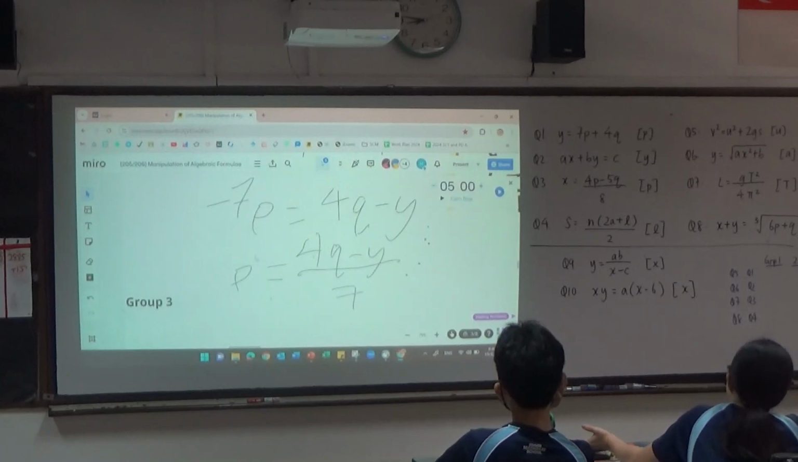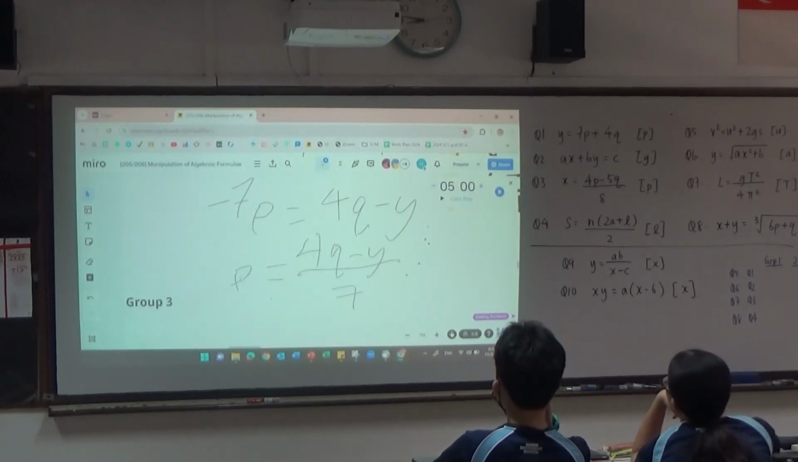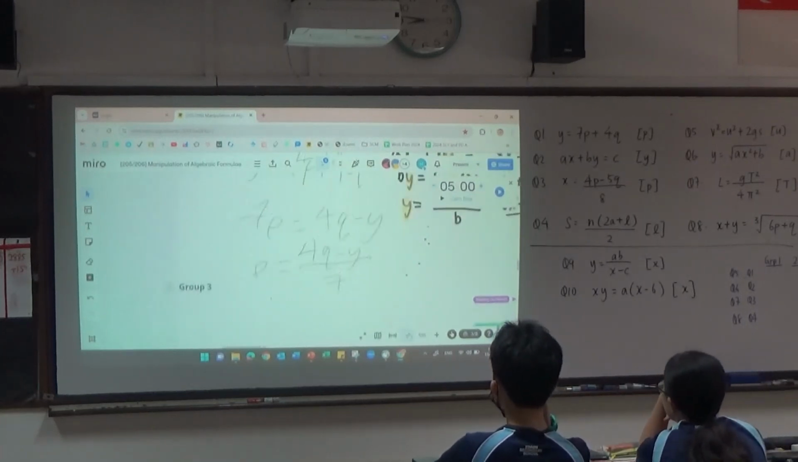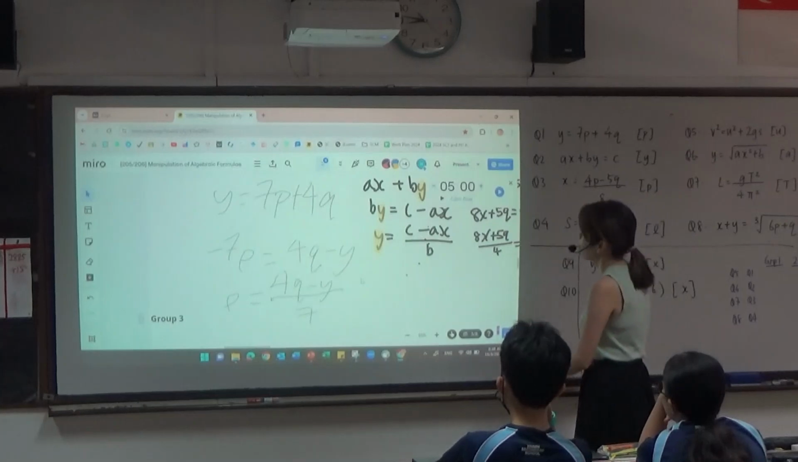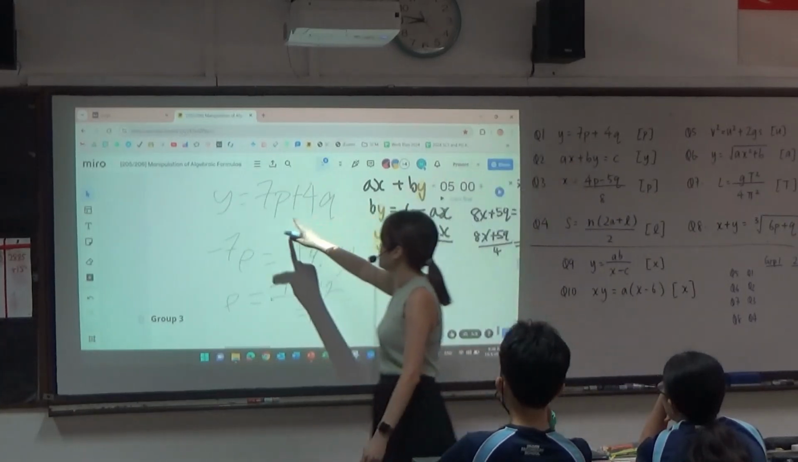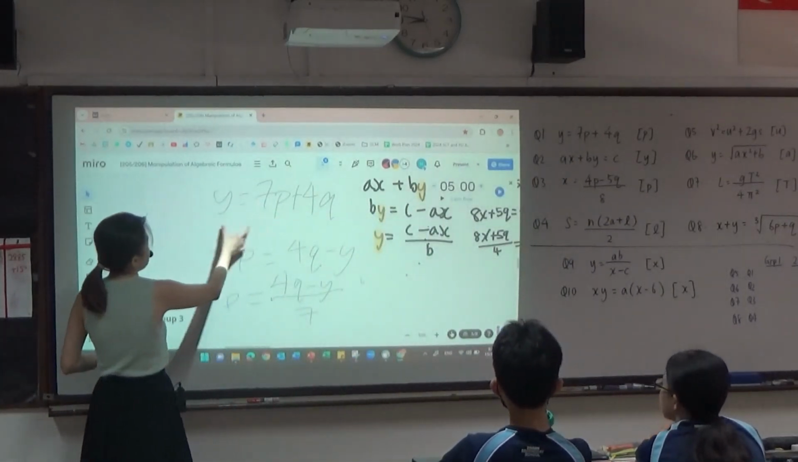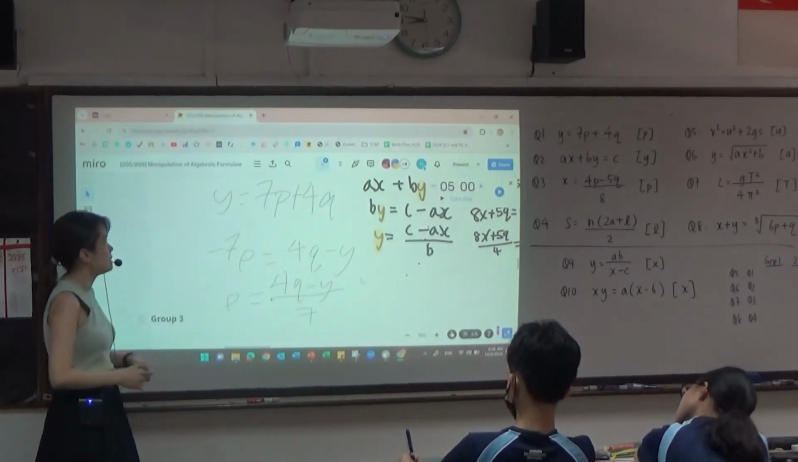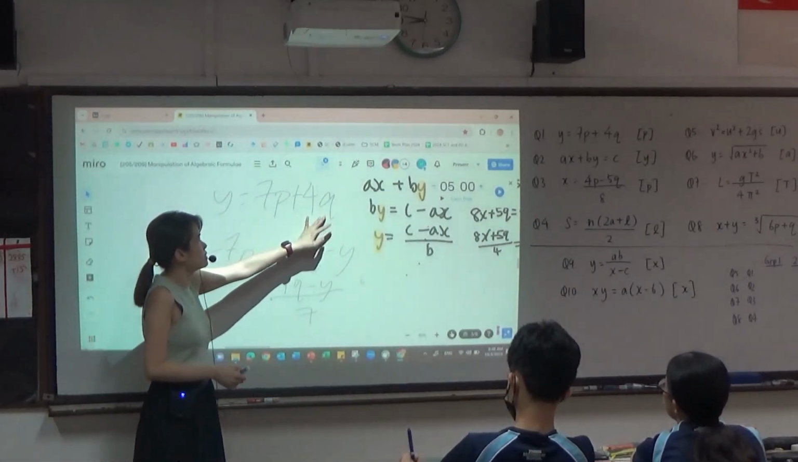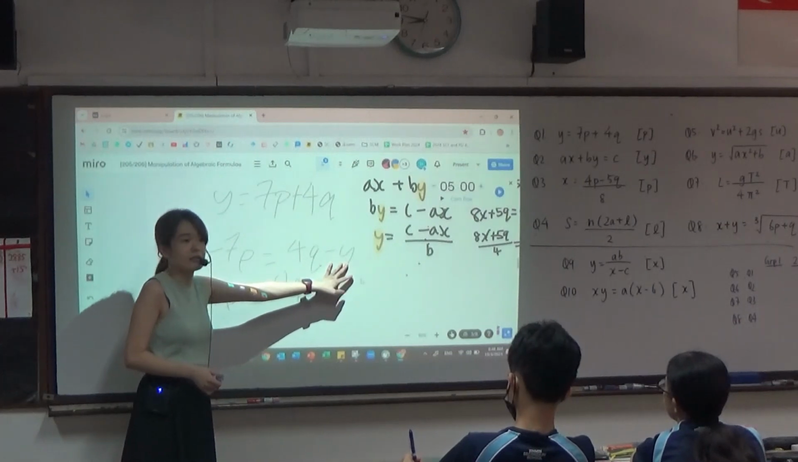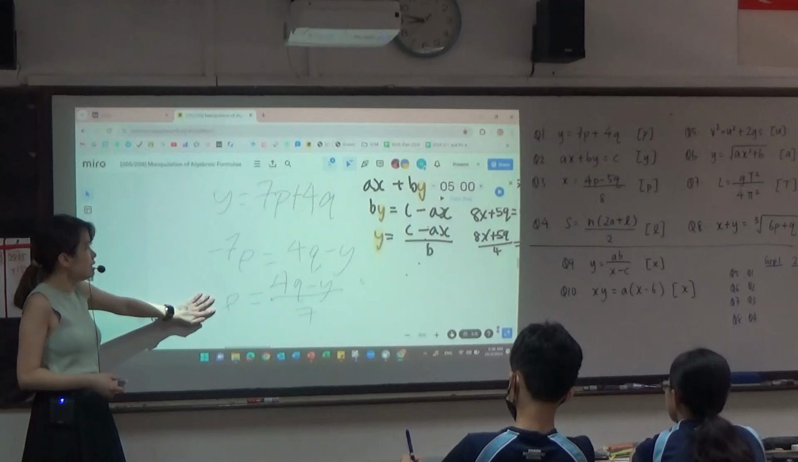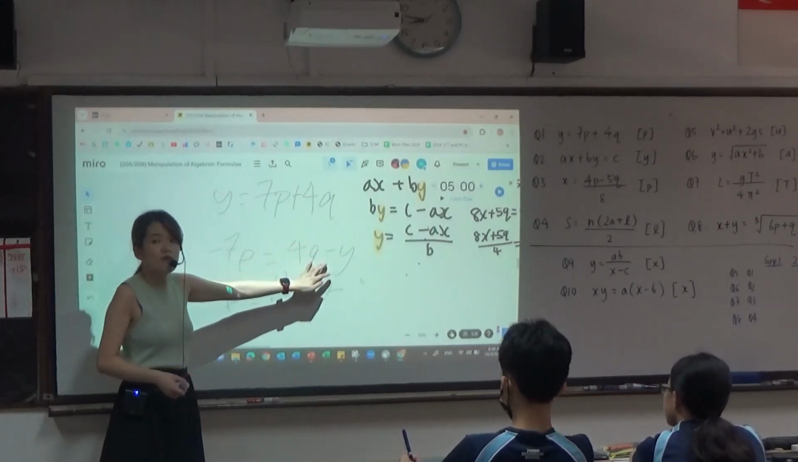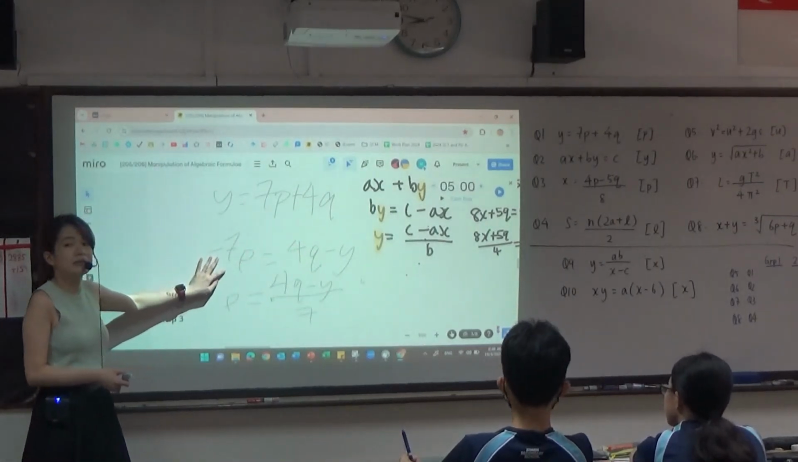So maybe let's look at group 3's answer here. What did they present here? We have y equals 7p plus 4q, which is the given question. Then they decided to bring the 7p to the left, which is negative 7p, and the y over to the right, which is correct because it's negative y. Then the subject that is wanted is p. When we divide this over, we're dividing by what number?